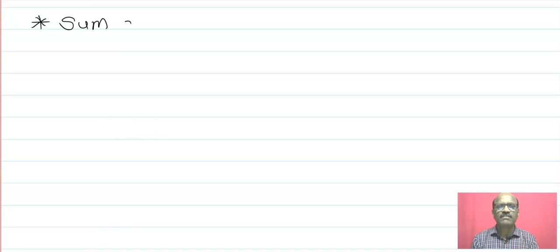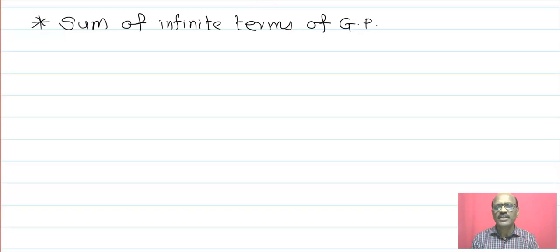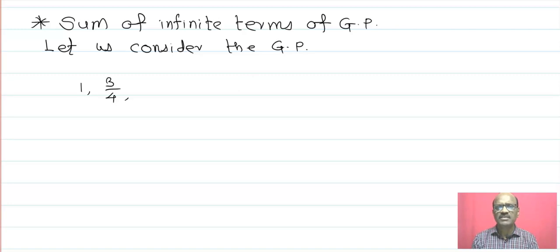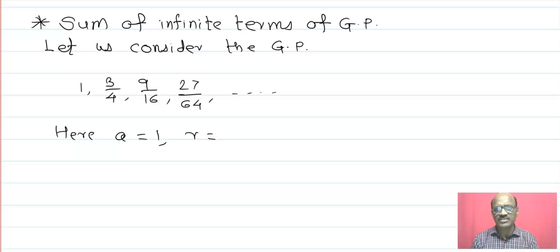Sum of infinite terms of a geometric progression. Many students say, sir, explain the basic concept before the chapter. Now I am explaining again, though I have also explained it in a number of videos before I started the main points of the chapter. Now see this, let us consider the geometric progression 1, 3/4, 9/16, 27/64.